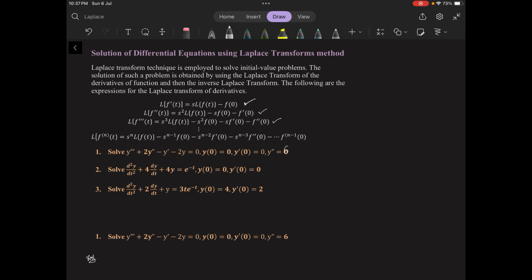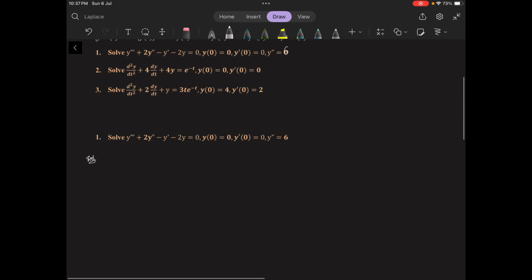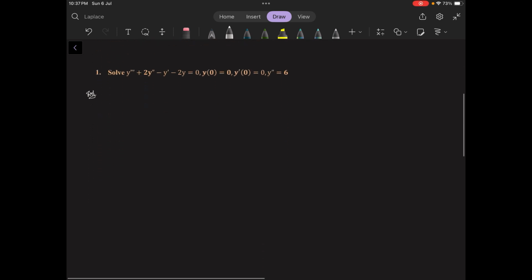Now I am going to use this method for solving a differential equation. So let us see the first problem based on this. This time I have taken the first problem as: solve y triple dash plus 2y double dash minus y dash minus 2y is equal to 0, based on the conditions y of 0 is equal to 0, y dash of 0 is equal to 0, y double dash of 0 is equal to 6. These three are very important. We are going to use them in the middle of the problem.